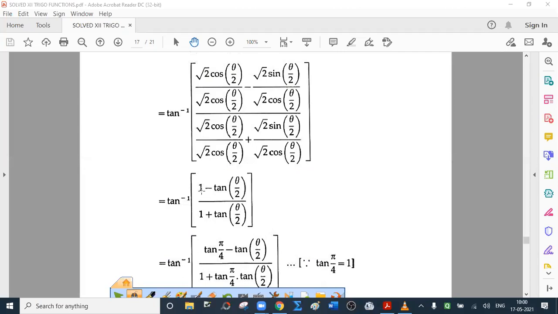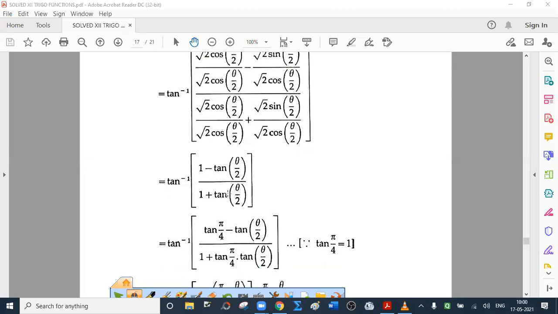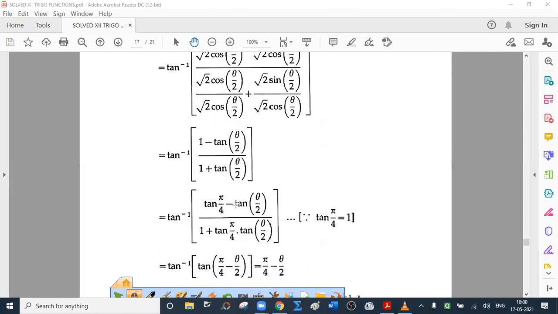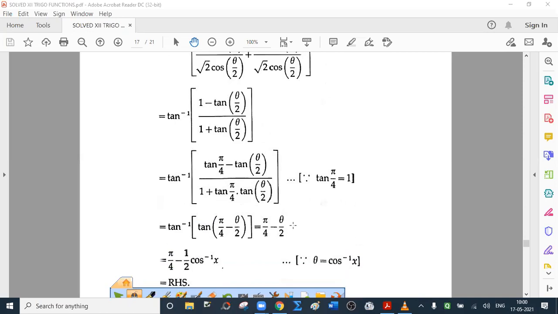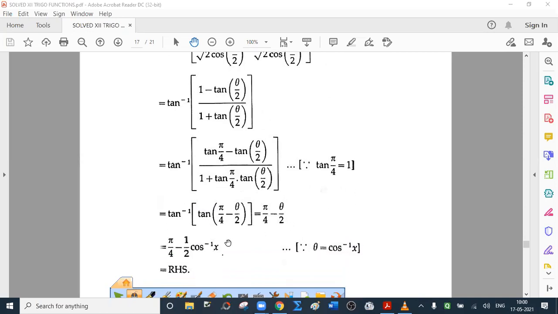Now this one can be replaced by tan pi by 4, so that it takes which form? Tan alpha minus tan beta upon 1 plus tan alpha tan beta, which is the expansion of tan of alpha minus beta. So this, see the cursor, can be replaced by tan of pi by 4 minus theta by 2. Now tan inverse of tan of any angle is that angle. So pi by 4 minus theta by 2. But what is theta? Cos inverse x. So we get pi by 4 minus half into theta. But theta is to be replaced by cos inverse x, which is nothing but the right hand side.